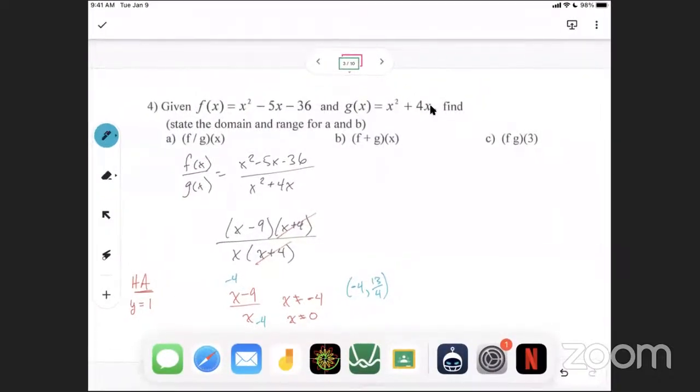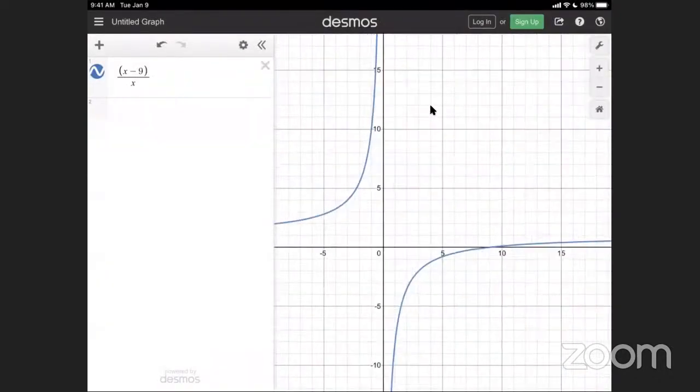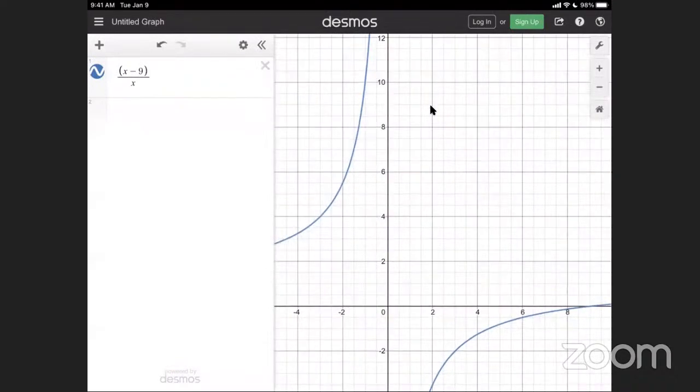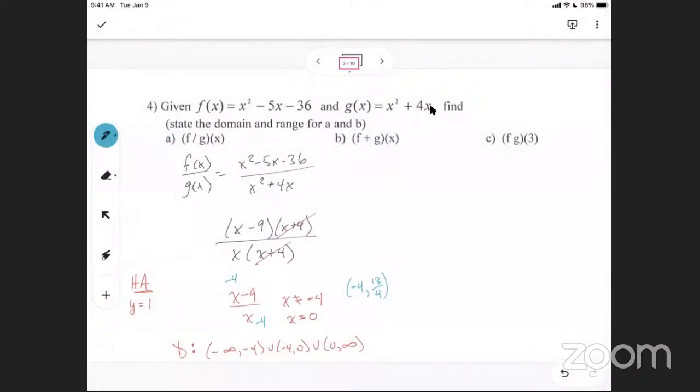So if I look over here at Desmos at -4, let's zoom in here, -4, that's -4 comma 13/4. See, it's 3.25. But you can't have that point because -4 isn't part of the domain, right? So there has to be an open circle there. And since there's an open circle there, that point is not part of the range. Does that make sense? Yeah. So your horizontal asymptote is one thing to look for, and then your holes are another thing to look for in a case like this.